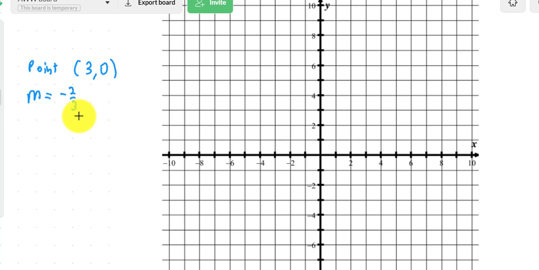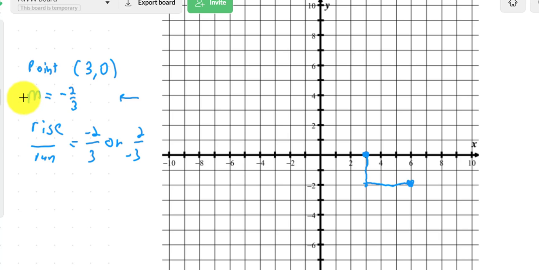So the first thing we want to do is find our point 3, 0. So here is, it looks like 1, 2, here's 3, 0. And then since our slope is -2/3, remember it's rise over run. So we could either go down 2 and to the right 3, or we can go up 2 and to the left 3. So from this point, I'm going to do both. I'm going to go down 2. So here's 1, 2, and to the right 3. 1, 2, 3. So here's a point.